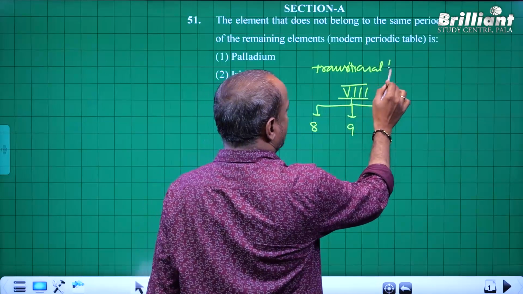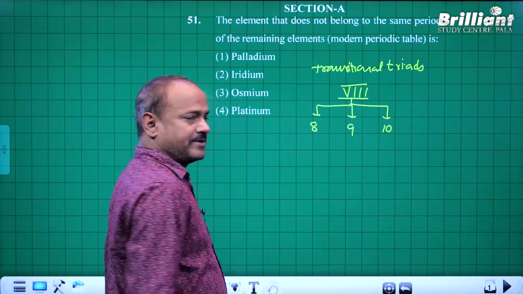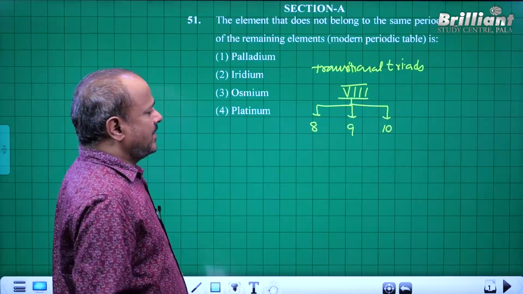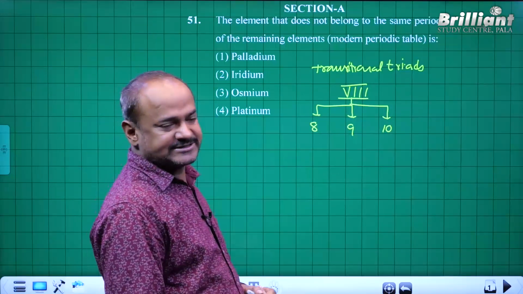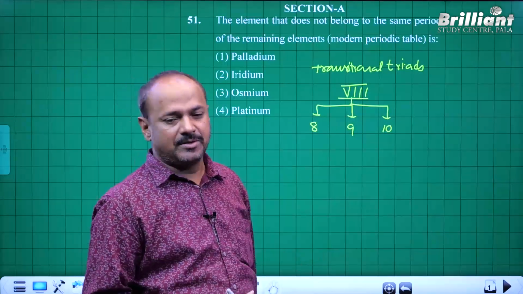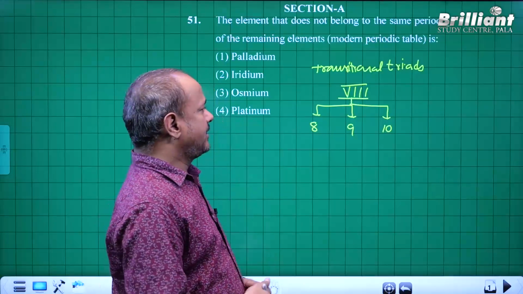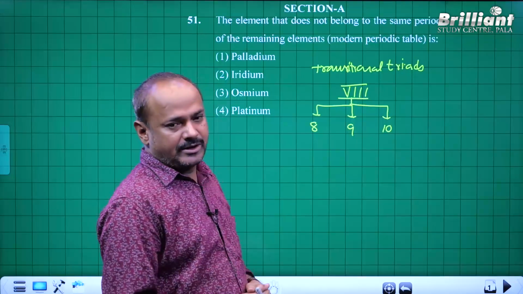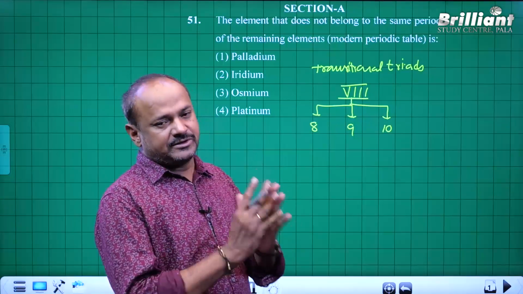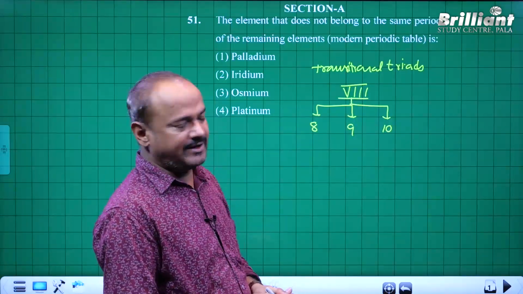Transitional triads. Three elements having similarity in the properties. That's why they placed them in the previous table, that is the Mendeleev table, in the 8th group. They are called triads. Now in the modern table, the 8th group is taken as 3 separate groups named 8, 9, 10.